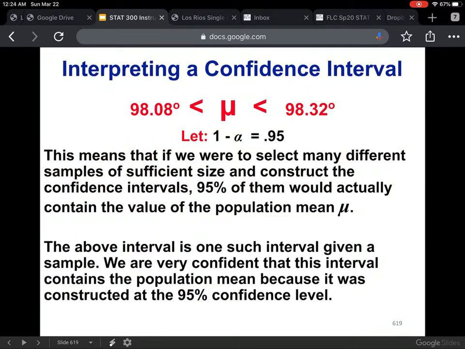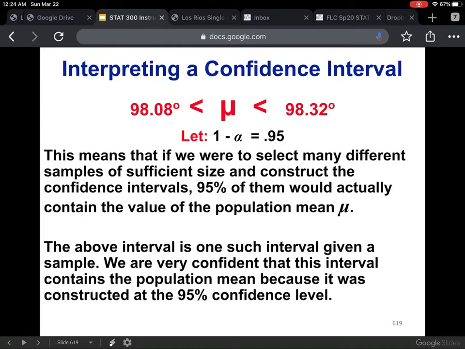So here's interpreting a confidence interval. If we say the population mean is between 98.08 degrees and 98.32 degrees, what does this mean? This means that if we were to select many different samples of sufficient size and construct the confidence intervals, 95% of the confidence intervals would actually contain the value of the population mean. And the above interval is one such interval given a sample.